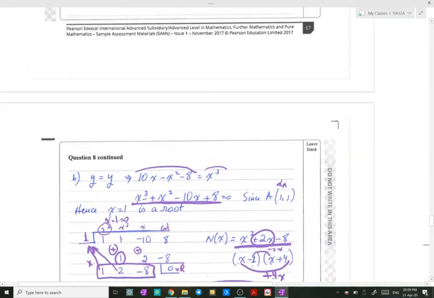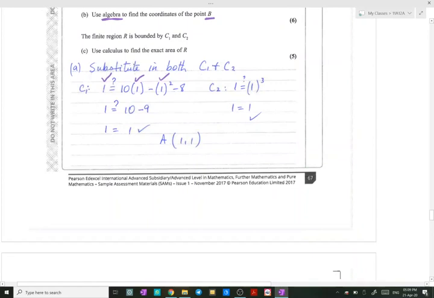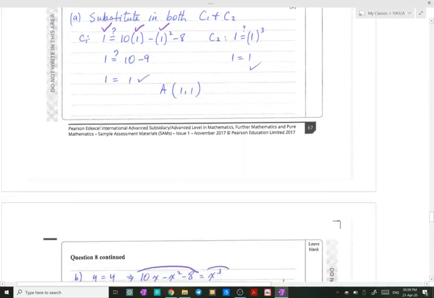Now we come to part C. In part C, we have to use calculus. The finite region R is bounded by C1 and C2. Use calculus to find the exact area of R. Keeping in mind that when they say exact area, it means that you have to keep the outcome as it is without changing it into a decimal form.